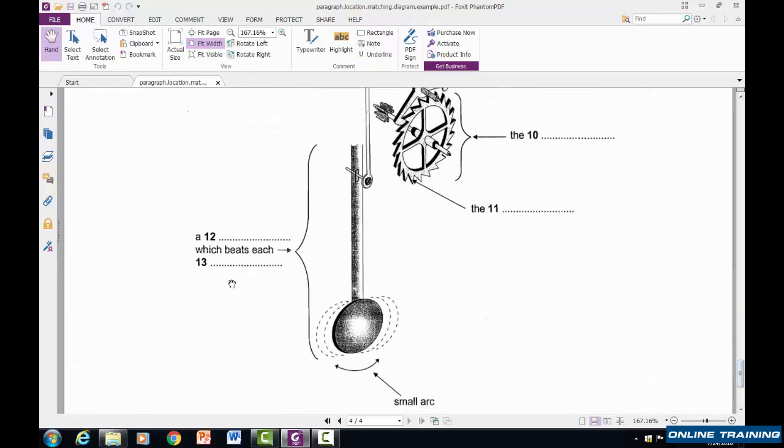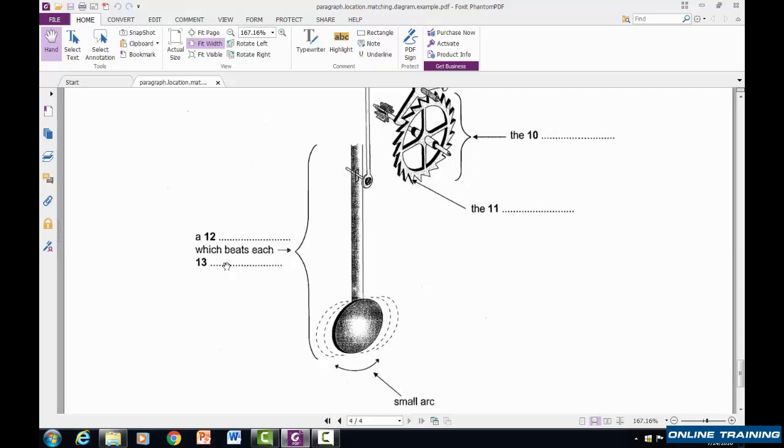See right here? A long pendulum which beats each second. And we have synonym language for each. Once a is synonym for each. So it says once a second, each second. A long pendulum comes right before which beats. So those are our answers for 12 and 13.